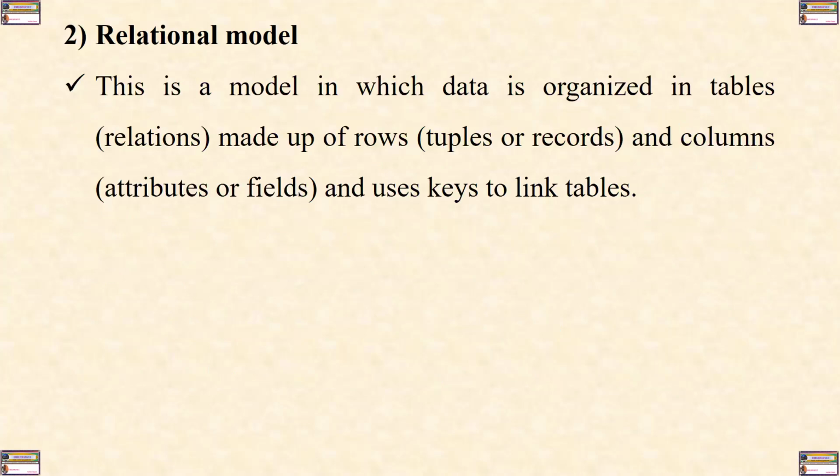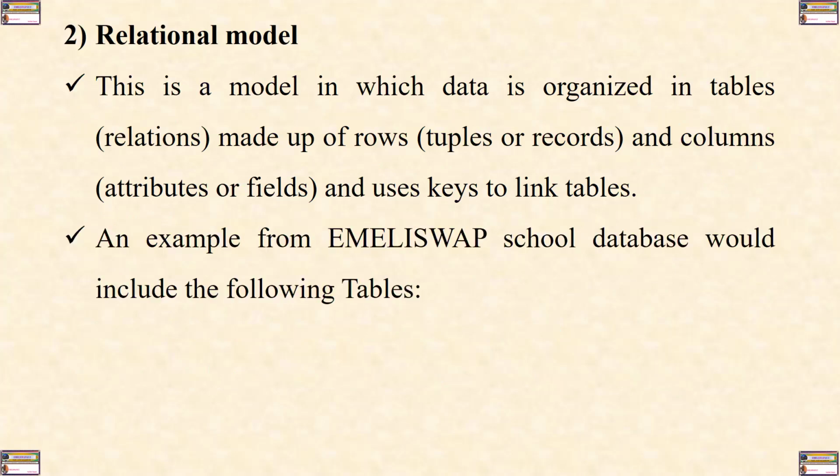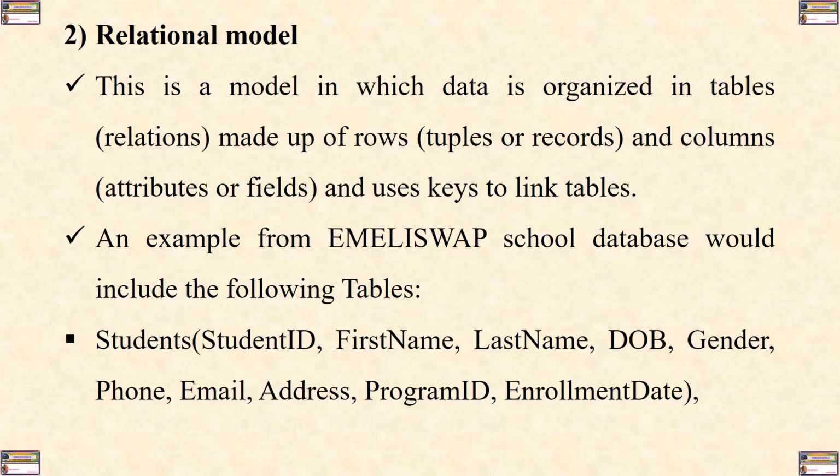This is a model in which data is organized in tables, that is relations, made up of rows, or what we call tuples or records, and columns, or what we call attributes or fields, and it uses keys to link tables. An example from our school database that we are going to create includes the following tables.